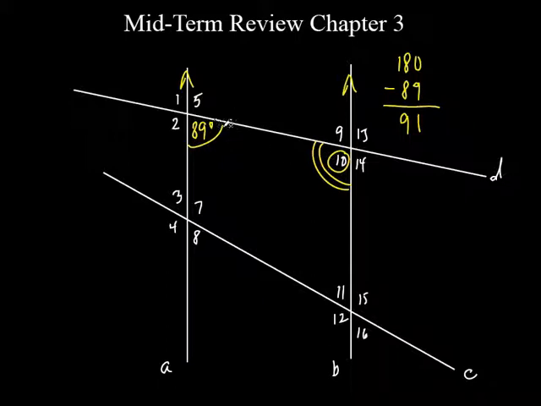So if they're not equal to each other, then they're going to be supplementary, all right, if you have parallel lines cut by a transversal. Everybody got that? So that's kind of a nice, easy way to figure that out, all right? So let's move on and do the next one.